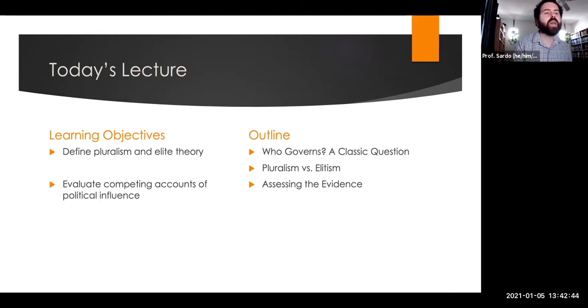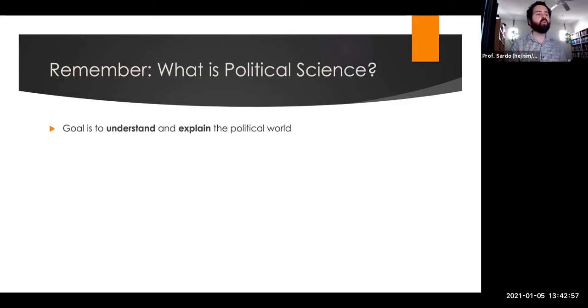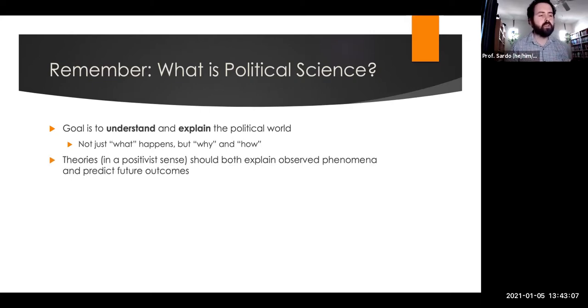We're going to look at two different answers, pluralism and elitism, and then we're going to try to assess some of the evidence that we actually have been able to find as political scientists. So remember, let's do a quick review. What is political science? Our goal, again, is to understand and explain the world. So we're not just saying what happens, but trying to explain why and how things happen. Theories, in a positivist sense at least, should explain the observed phenomena.